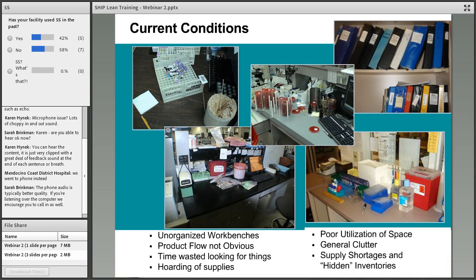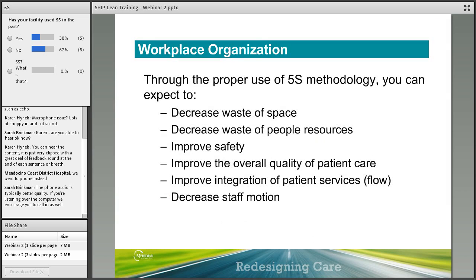Set in order is making a place for everything and everything in its place. Having some rationale to where we place things for our work site, the tools, the equipment, the supplies, all those types of things. Having a realistic and logical sequence to where we put those things. Shine is making sure that our work site is cleaned and not cluttered, so that we can find things when we really need them and at the point that we need them.